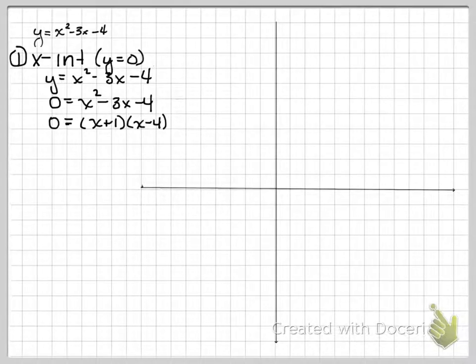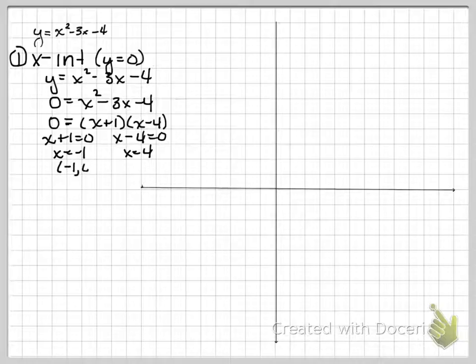Using the zero product property, you set each factor equal to 0. And I get x equals negative 1 and x equals 4. So my first x-intercept is at negative 1, 0. My other x-intercept is at 4, 0. Now a parabola does not have to have two x-intercepts. It could have one or it could have none, depending upon where it's located.